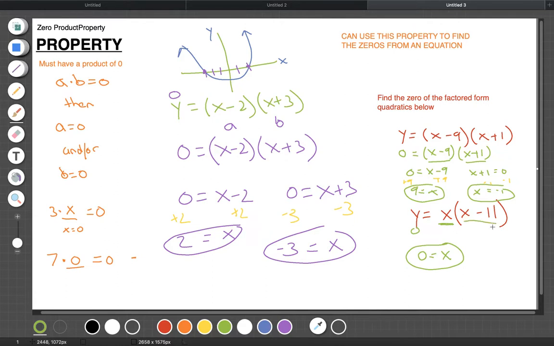Then you do this one. Set it equal to 0. x minus 11 equals 0. Well, that's just like what we did above. You have one step. We're going to add 11 to both sides. So 0 plus 11 gives me x equals 11. That's my other 0.